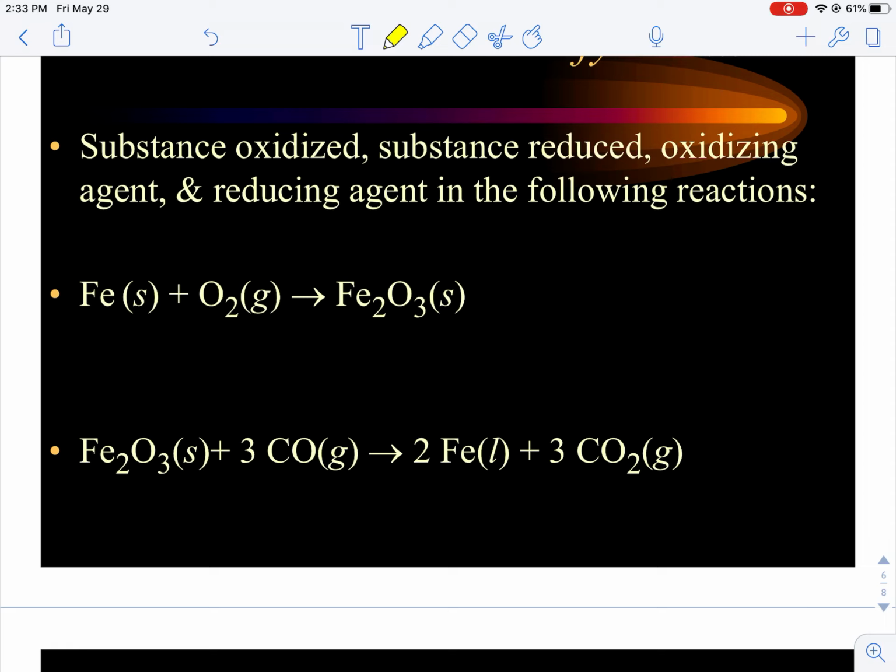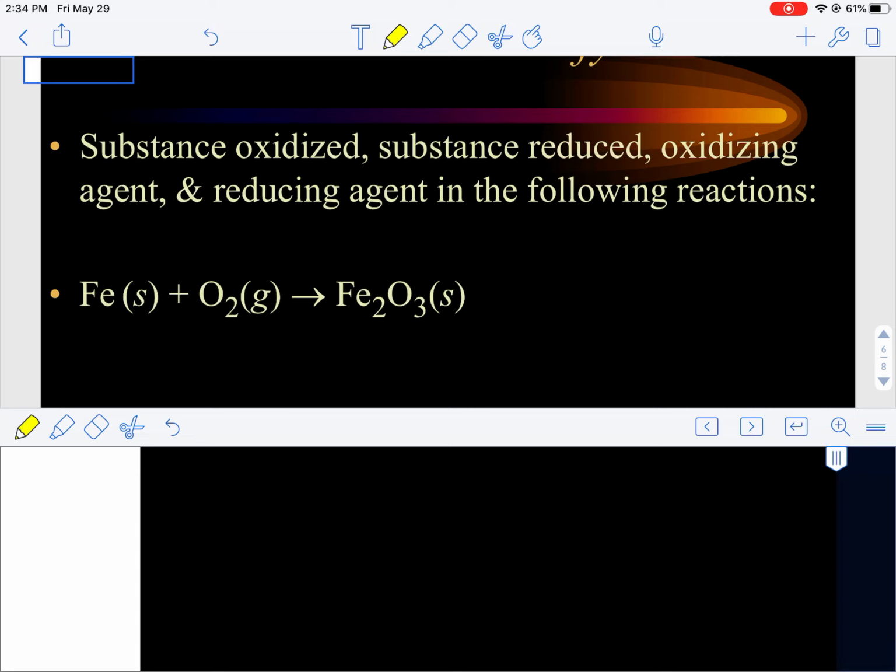What we would have called this up until this unit is, oh, it's a synthesis reaction. Oh, it's a combustion reaction. Aha, it is actually a redox reaction. How do I know that? Well, you can't really tell by looking at it. Perhaps you realize we're in the redox reactions unit, so you would figure it out that way. But ultimately, the only way to know is to assign those oxidation numbers.